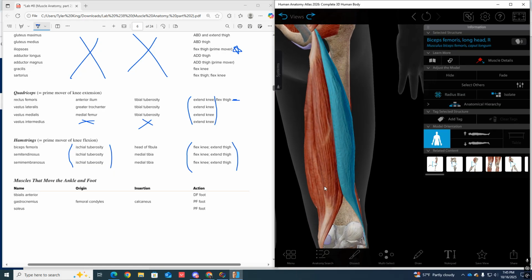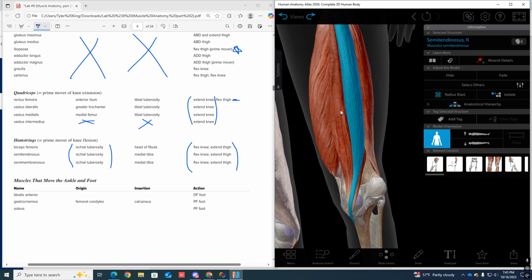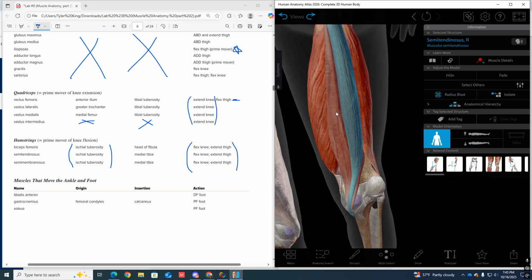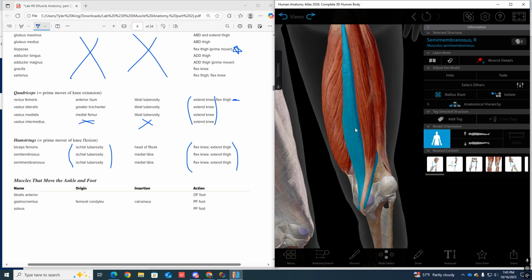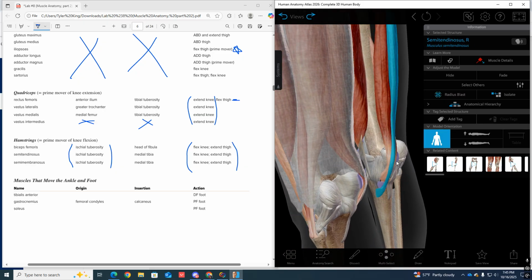Next one. Semitendinosus. So this is 1/2, because the semi-muscles are split in half. So we have one that's called the semitendinosus, one is called the semimembranosus. The tendinosus is named so because it has a longer tendon compared to the semimembranosus. So as we look at this muscle here, we can see how it has a much longer tendon compared to the semimembranosus. It extends down just a little bit further, so it has a longer tendon, which is why it's called the semitendinosus.